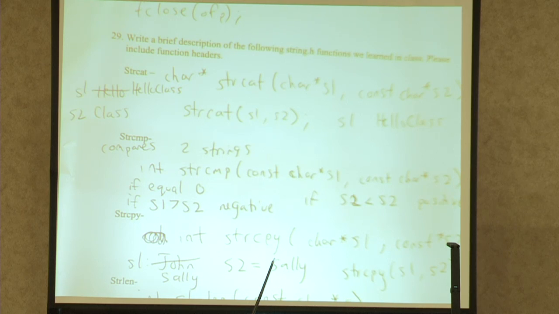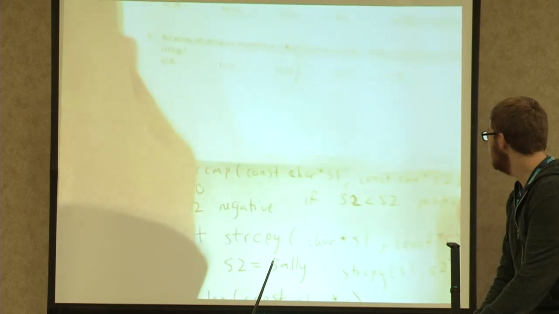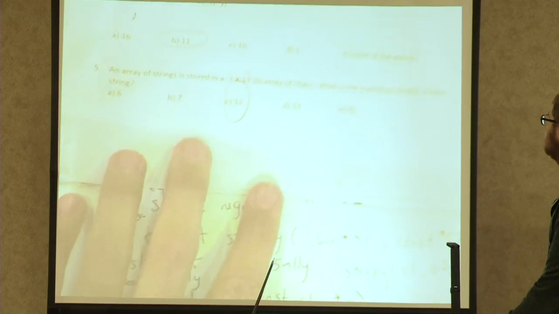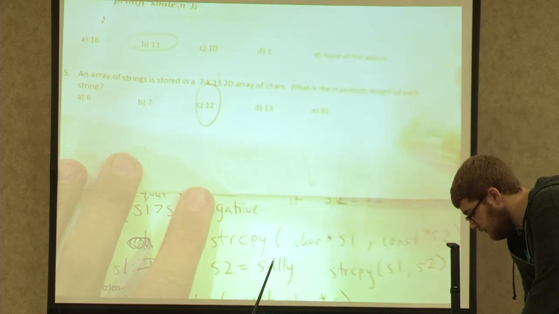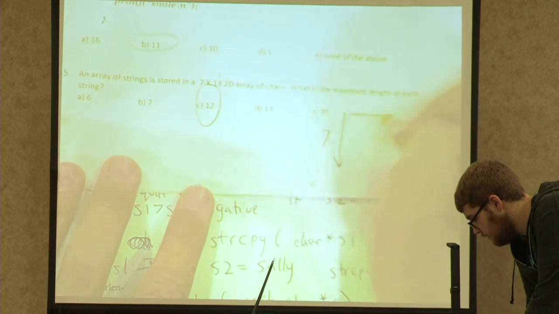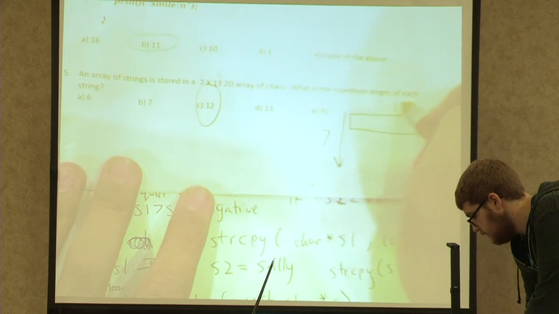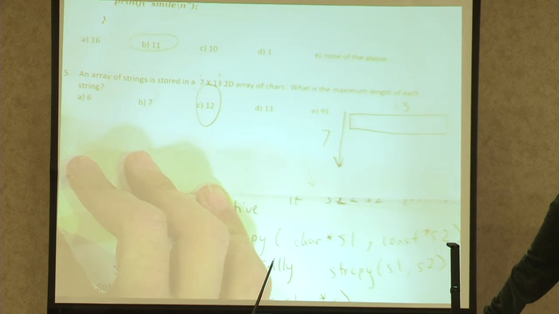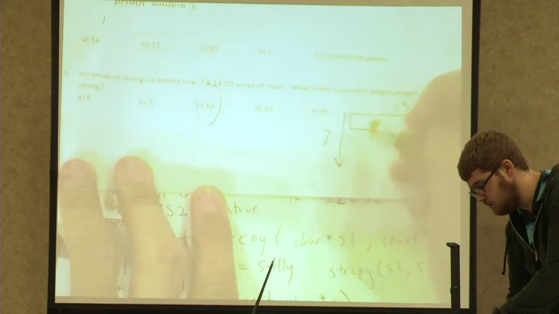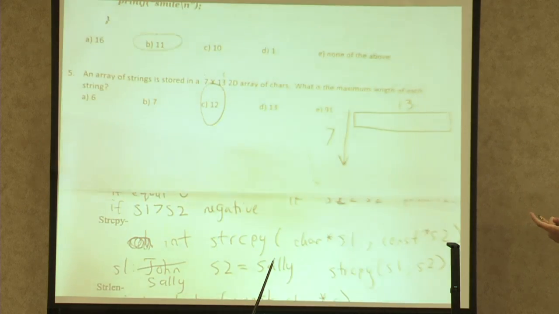That was on the sample quiz. Do you mind if I write on this? No, okay. So this one says, an array of strings is stored in a 7 by 13 2D array of chars. What is the maximum length of each string? So we're going to have 7 rows that all have 13 spaces, right? If she declared this, it would be 8 by 14, right?